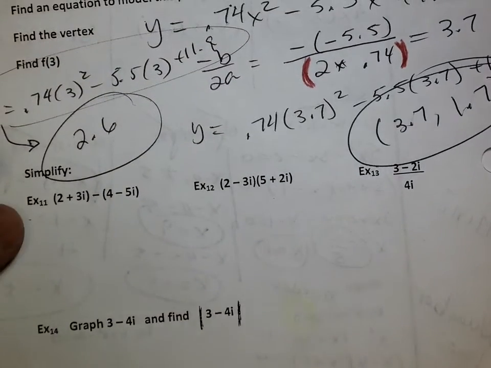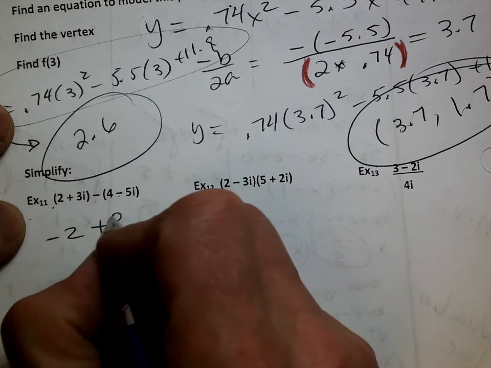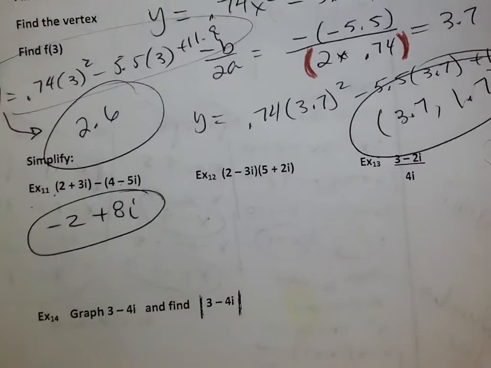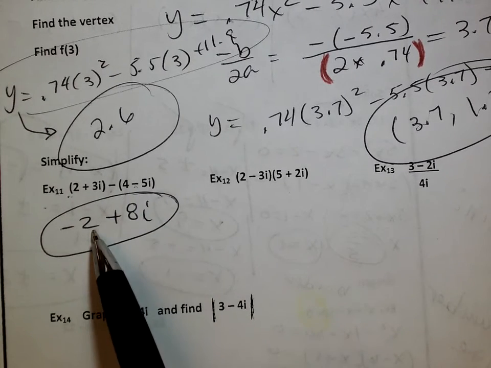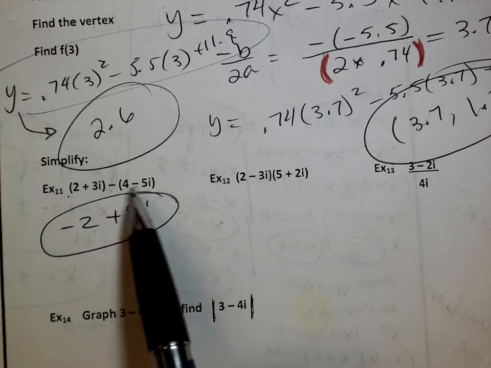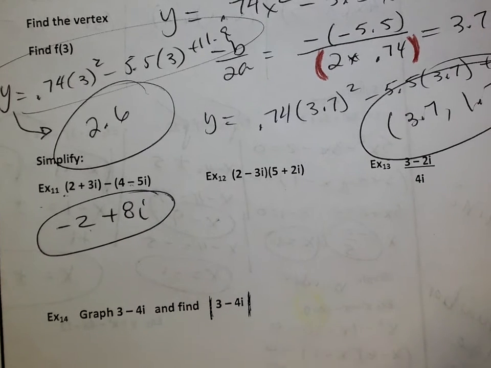Okay, you ready? 11. Negative 2 plus 8i. How did I do that? 2 minus 4, and 3 minus a minus, a double negative, right? Makes it a plus, makes 8i, okay?